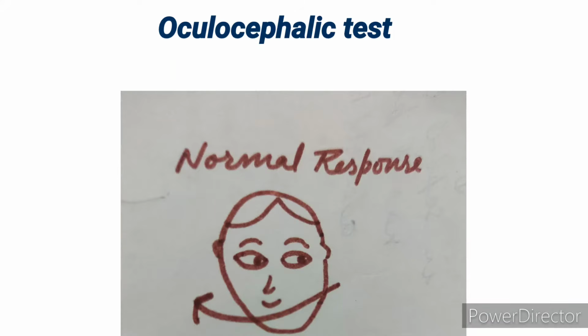And we have to perform the Oculocephalic test, or the doll's eye phenomenon. The child should be in a lying down position, and we will turn the head toward one side suddenly, and conjugate deviation of the eyes toward the opposite side occurs if the child has normal brain stem functions.